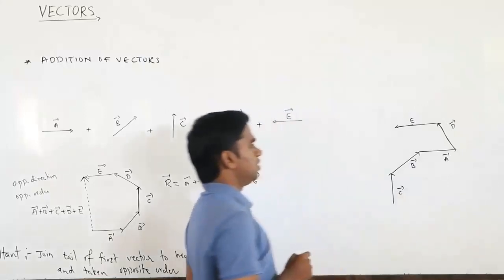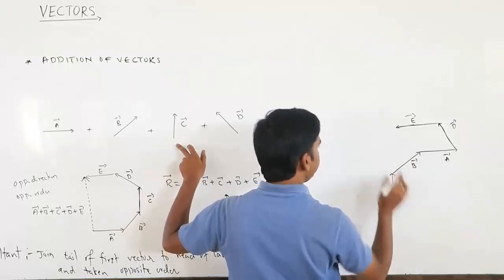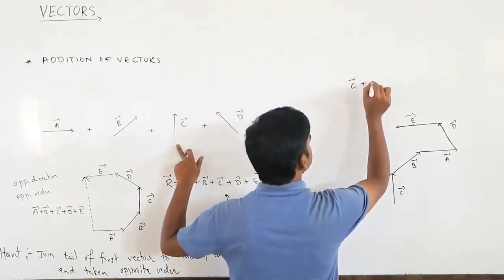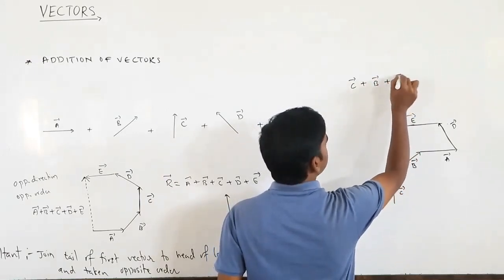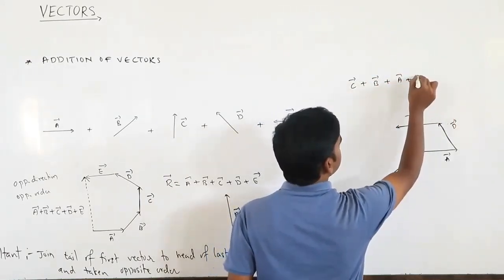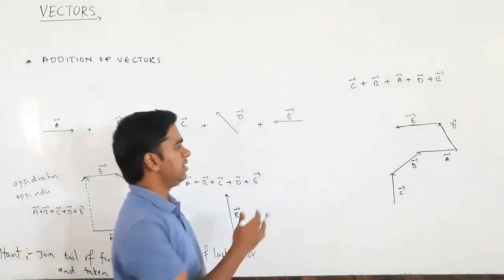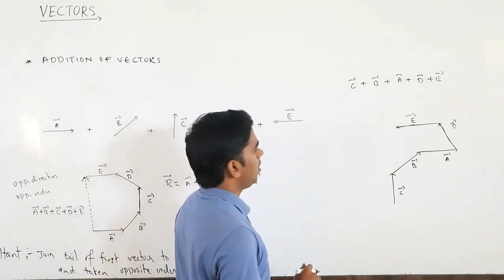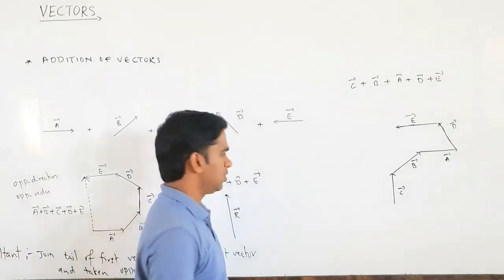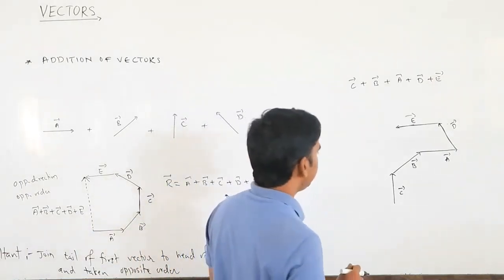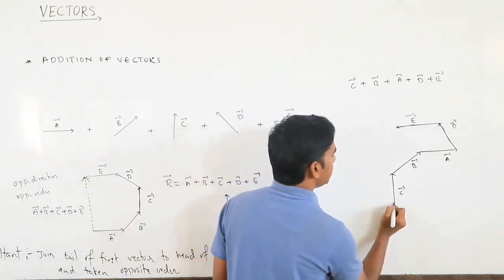Okay. So I have taken in a different order. What order have I taken? I have taken vector C first, then vector B, then vector A, then vector D, then vector E. So I have taken it in a different order. Now what will be the resultant? How can we get the resultant? Resultant we will get as tail of first vector to head of last vector.